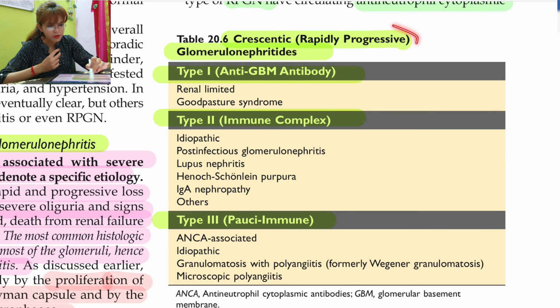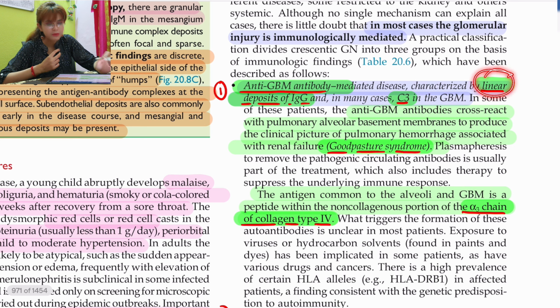Type 1 has anti-GBM antibody, so this is going to have a linear immunofluorescence pattern because it is anti-GBM antibody. In type 2 you have immune complex deposition, and in type 3 you have pauci-immune, there is no immune complex deposition. So if I just go through this, number 1 is the anti-GBM antibody. As I mentioned, it will be linear because it is not having any kind of complex formation. So there is linear deposition of IgG and in many cases C3.